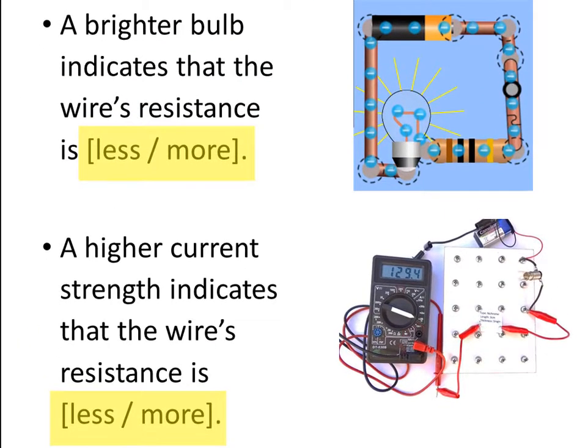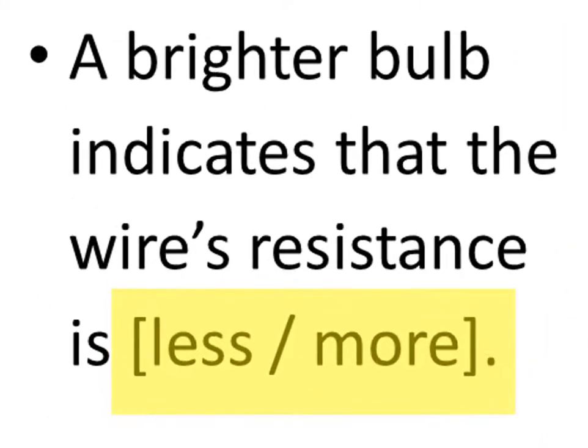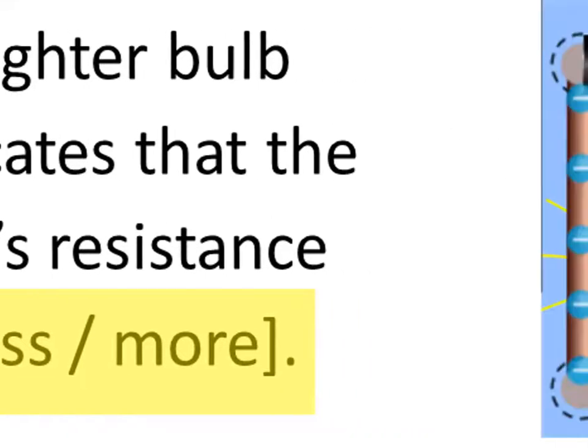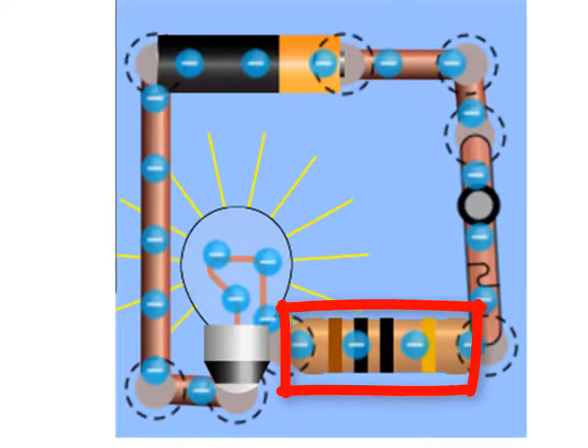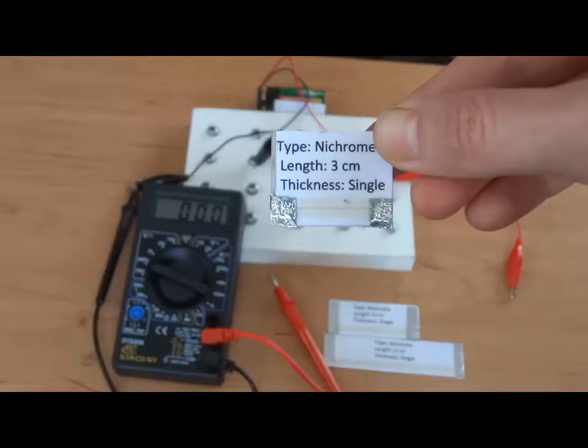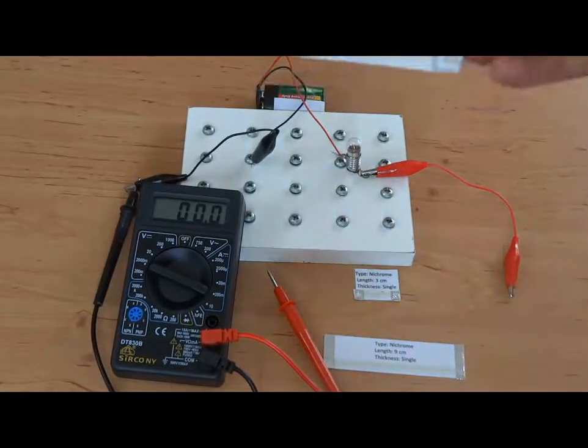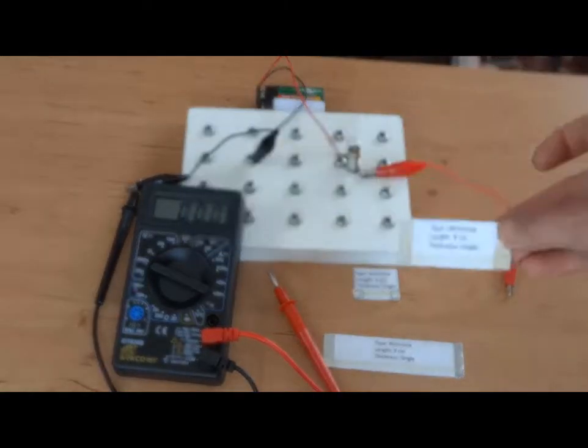So how are we going to deduce that? Answer these questions to help you to think about it. What does a brighter bulb indicate to you? Does it show you that the wire's resistance is less or more? So here we have a bulb together with a resistor. Now in this case, the resistor doesn't look like a wire. We would just call it a resistor. But in our investigations that we're going to do, the resistors are going to be wires. You will see that clearly.